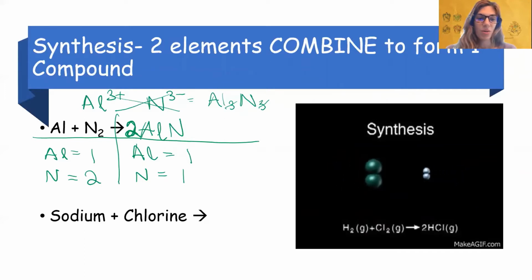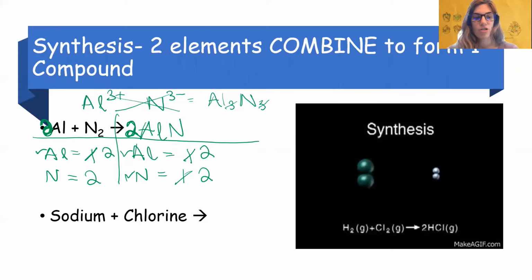So I'm going to add a coefficient, which gives me 2 aluminums and 2 nitrogens. Well, now my nitrogens are balanced, but not aluminum. So I'm actually going to go in and I'm going to add a 2 coefficient for aluminum. When I do that, that changes to a 2, and now aluminum is balanced and nitrogen is balanced.